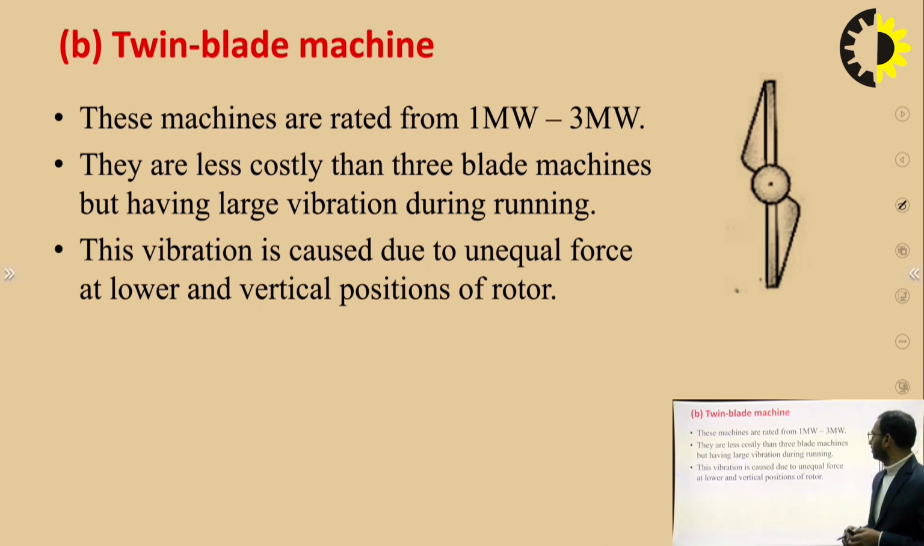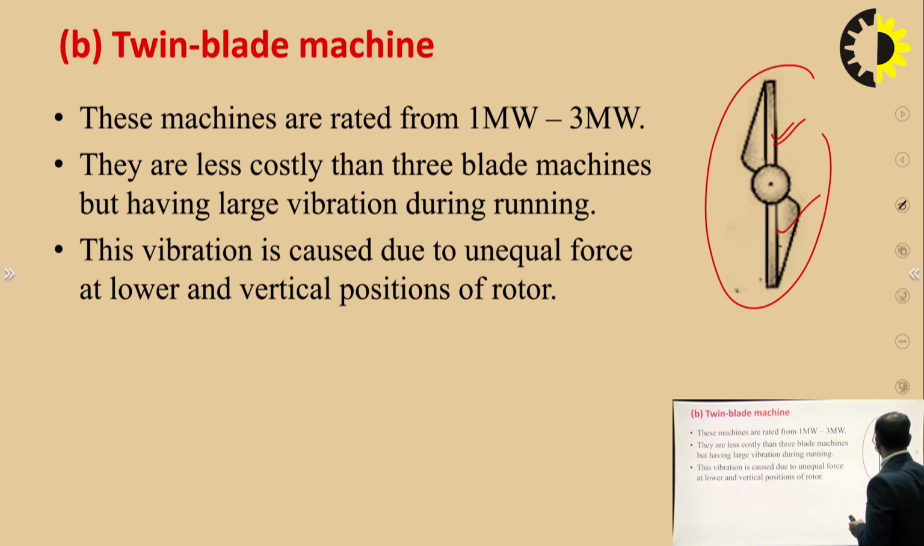Then the second type is the twin blade machine, a horizontal axis wind turbine. Basically, here there are two blades, so that's why it is called a twin blade machine. These machines are rated from 1 megawatt to 3 megawatt, and they are less costly than three blade machines, but have large vibration during running. This vibration is caused by the unequal force at the lower and vertical position of the rotor.